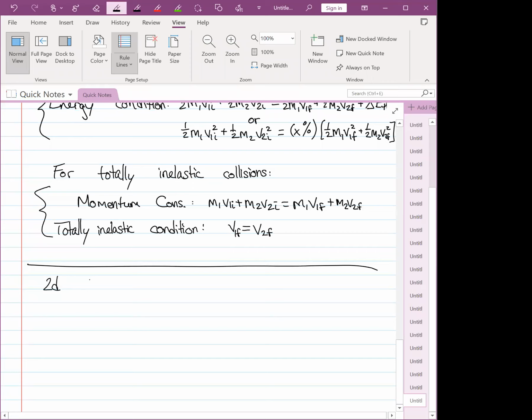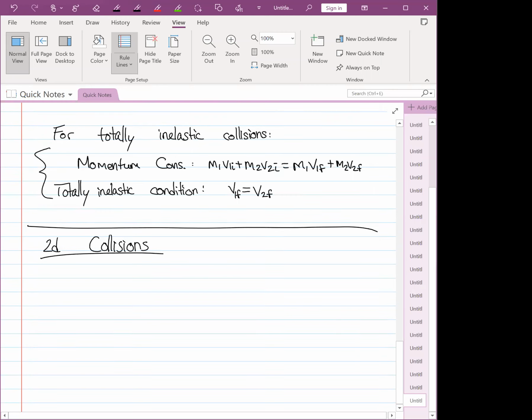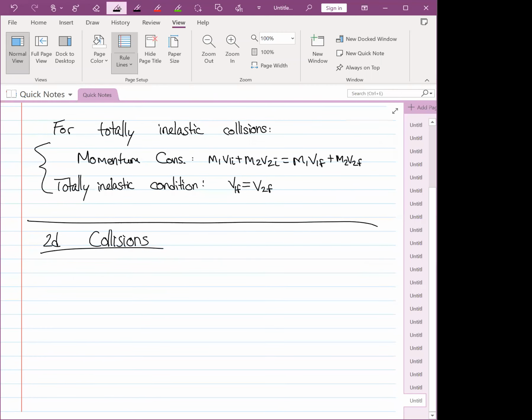So 2D collisions. The only difference between 2D collisions and one-dimensional collisions is that 2D collisions are just a lot messier. And I say that with as much mirth as I can because they get really bad. So let me give an example before we actually start talking about it. Let's say that you have a ball, make it red, and it's moving with some initial velocity v, and it's going to hit a stationary ball.